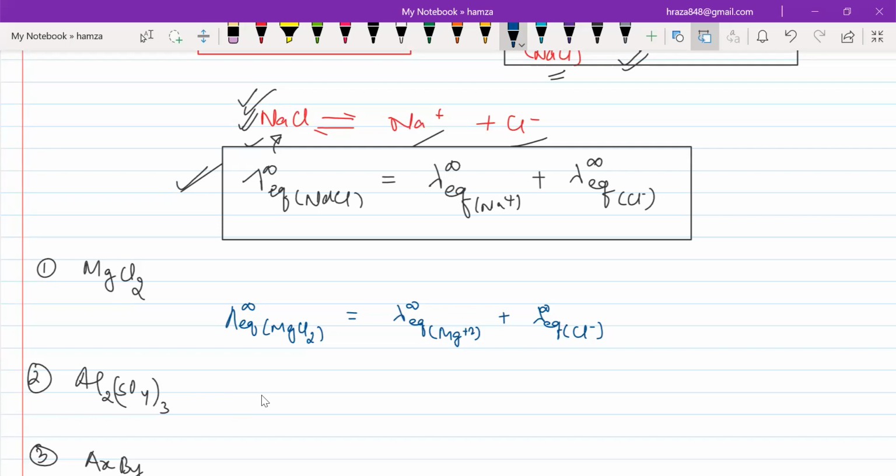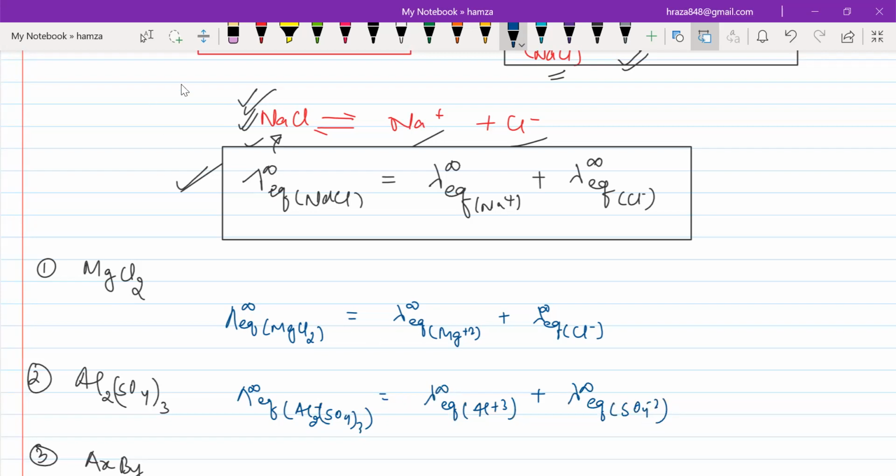Very good. If you are going to solve this, lambda infinity of Al2(SO4)3, yeah, whole thrice will be equal to lambda infinity EQ Al plus 3. Very good. Sneha, what about you? Lambda infinity will be EQ SO4 minus 2.